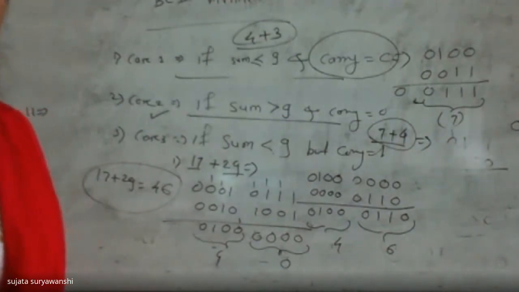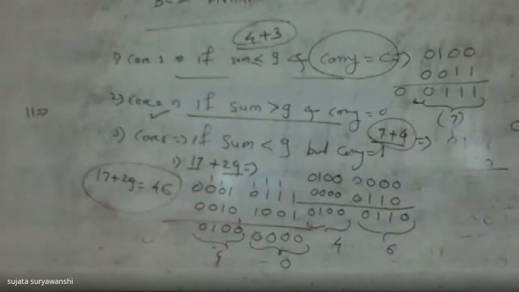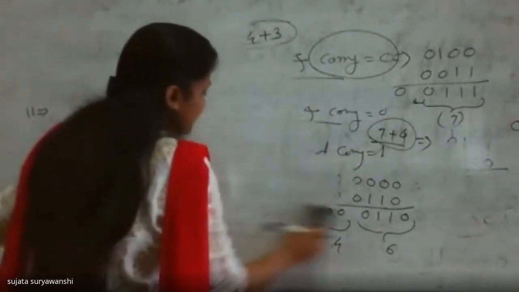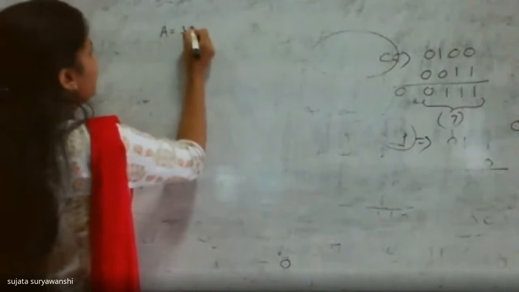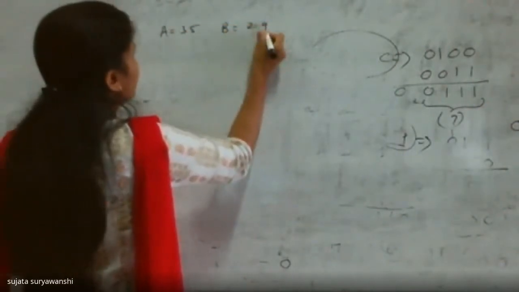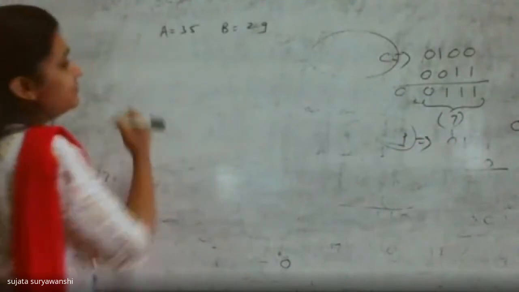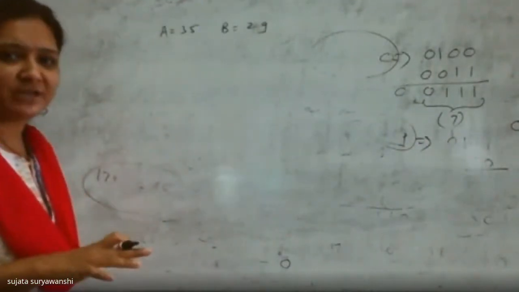Okay. I'll take one more example. Suppose I want to add 35 plus 29. My first number is 35 and second number is 29. Then first of all, for BCD arithmetic, I have to write down the given number in BCD format.